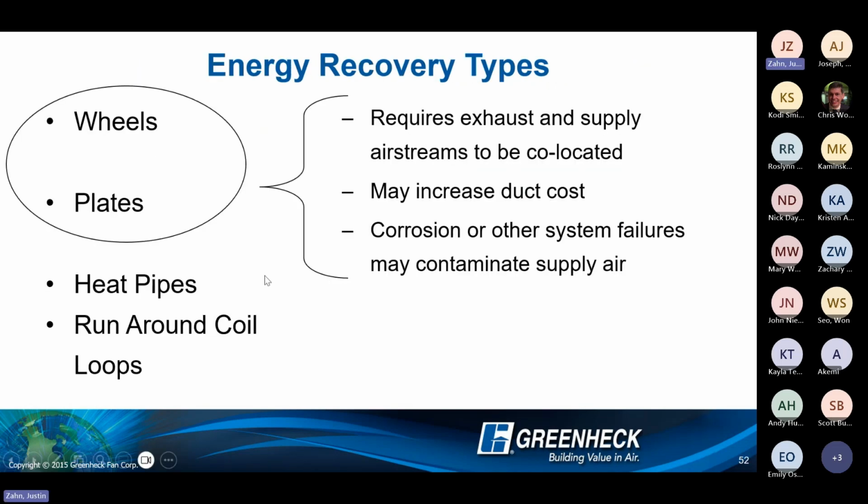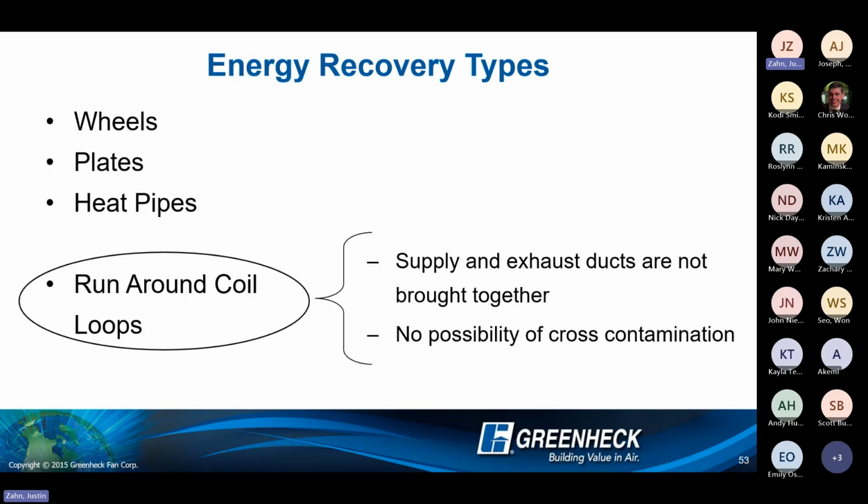So what we don't want to see in energy recovery systems is we don't want to see any wheels or plates be used, just because there is that possibility of exhaust cross-contamination. Whereas if you use runaround coils, supply and exhaust ducts are not brought together, so there's no possibility of cross-contamination. That's what we use. Most manufacturers use that, but every now and then you will hear about some type of energy recovery that is using a wheel.